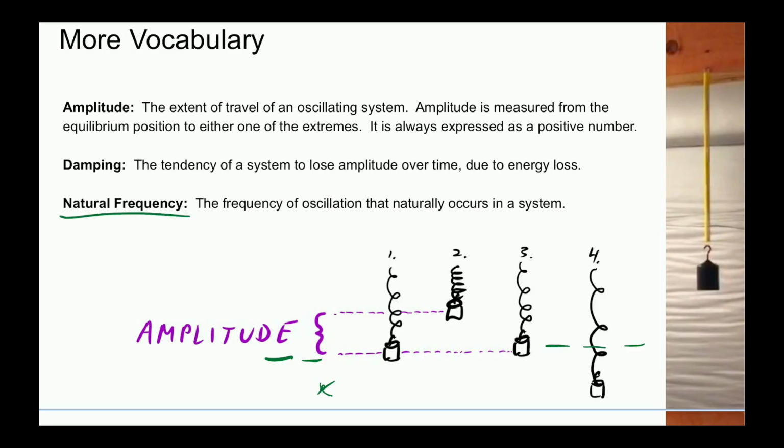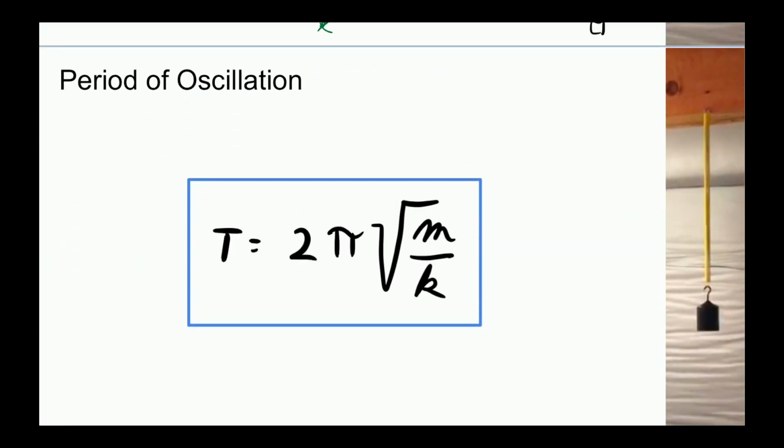I can't mess with that. It just wants to move at that frequency. I could also say that period, right? In fact, I can calculate the period.